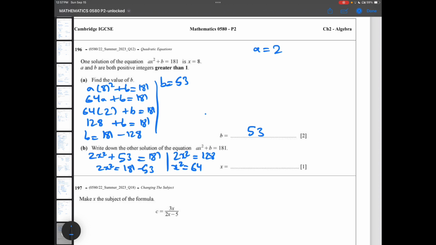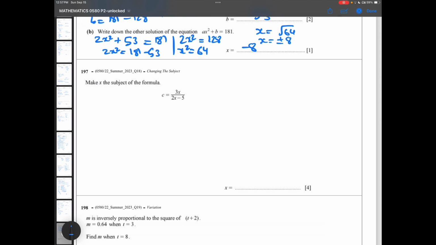So now x squared is 64. In order to find x, I will take the square root on both sides, and the square will be cancelled, and I get my answer x to be plus 8 as well as minus 8, because the square of minus 8 is also 64. The first value of x was 8, that was given to us. We needed to find the other value, and that is minus 8.